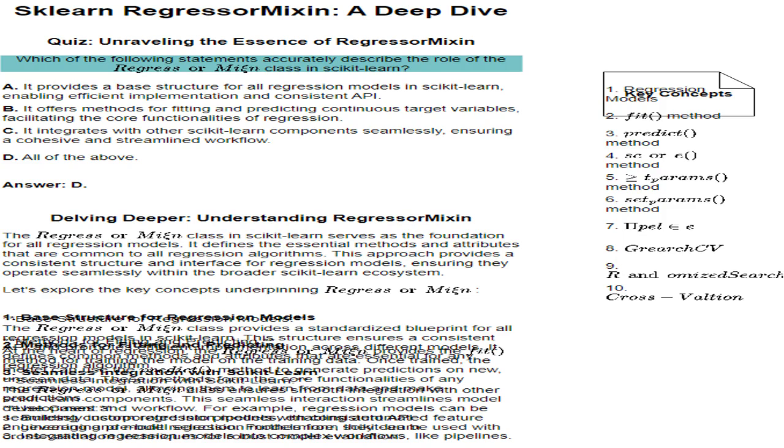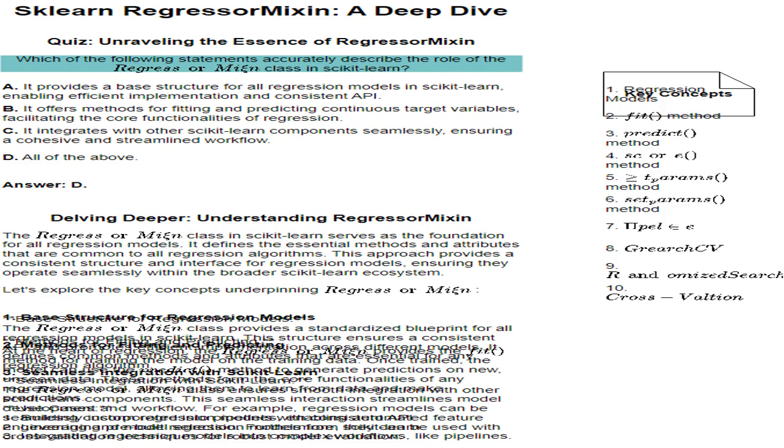True. The regressor mixin provides the fit method for training the model on the training data. Once trained, the model can use the predict method to generate predictions on new, unseen data. These methods form the core functionalities of any regression model, allowing them to learn from data and make predictions.